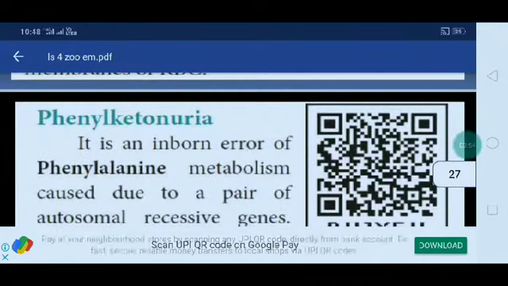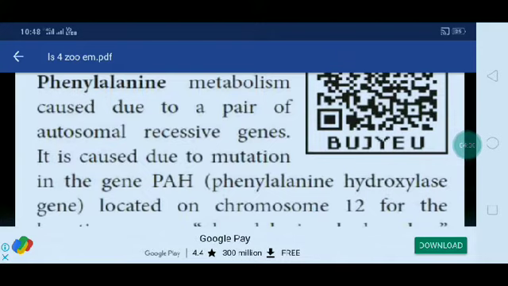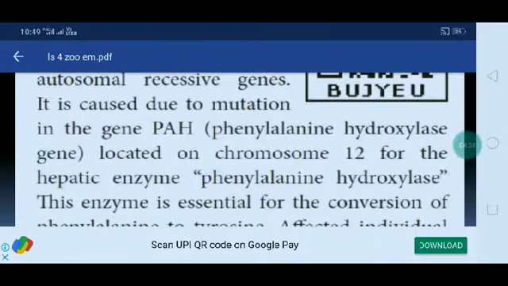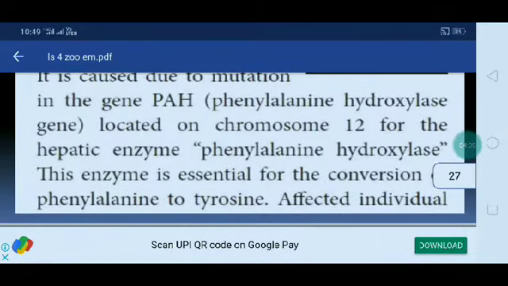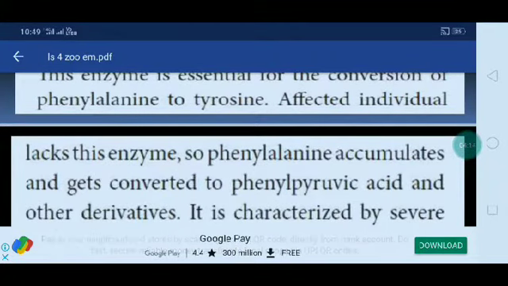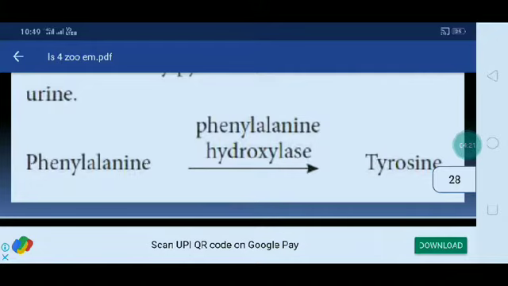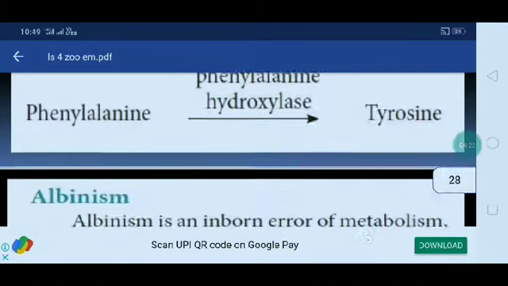Phenylketonuria is an inborn error of phenylalanine metabolism due to a pair of autosomal recessive genes, caused by a mutation in the PAH gene, the phenylalanine hydroxylase gene, located on chromosome 12, for the hepatic enzyme phenylalanine hydroxylase. The affected individual lacks this enzyme, so phenylalanine accumulates and gets converted to phenylpyruvic acid and other derivatives. Here phenylalanine is converted by phenylalanine hydroxylase to tyrosine.